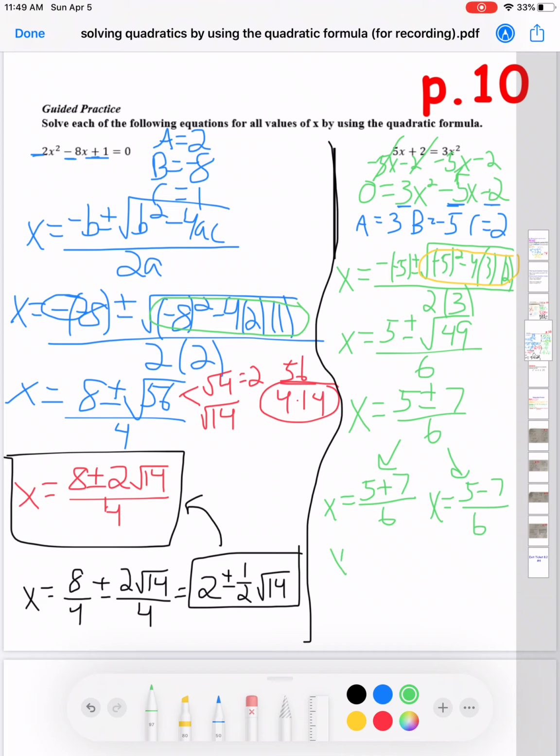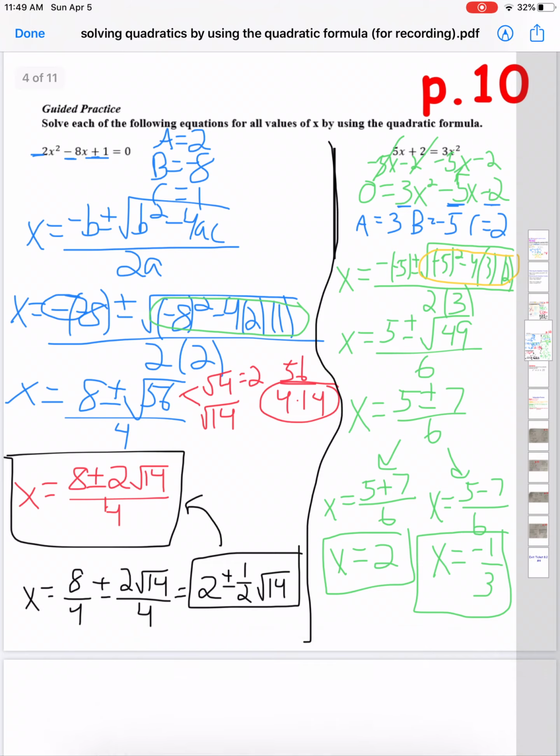So for our first answer, 5 plus 7 is 12. 12 divided by 6 is 2. For our second answer, 5 minus 7 is negative 2. Negative 2 divided by 6, well, that's just a decimal. But if I want to keep that in simplest fractional form, I would get negative 1/3. So you'll notice that the process for simplifying was the same as the first problem. Again, I just ended up with 2 rational solutions because 49 was a perfect square.